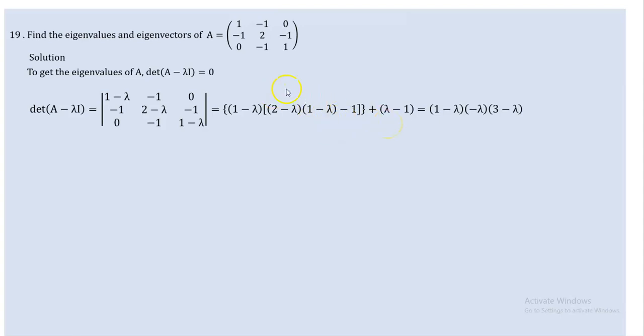Basically, what I used is first row expansion. For this, you have plus here, so 1 minus lambda is used. Delete the first row and the first column, and you are left with 2 minus lambda times 1 minus lambda, as you see, minus the product of the two, which makes 1, so minus 1. Then plus, again, when you come to the second case, negative 1 makes positive 1. Delete the first row and the second column, and you are left with negative 1 times 1 minus lambda minus 0, because 0 times minus 1 is 0. So for that, you have lambda minus 1, as you see. From this, you can have this kind of expression.